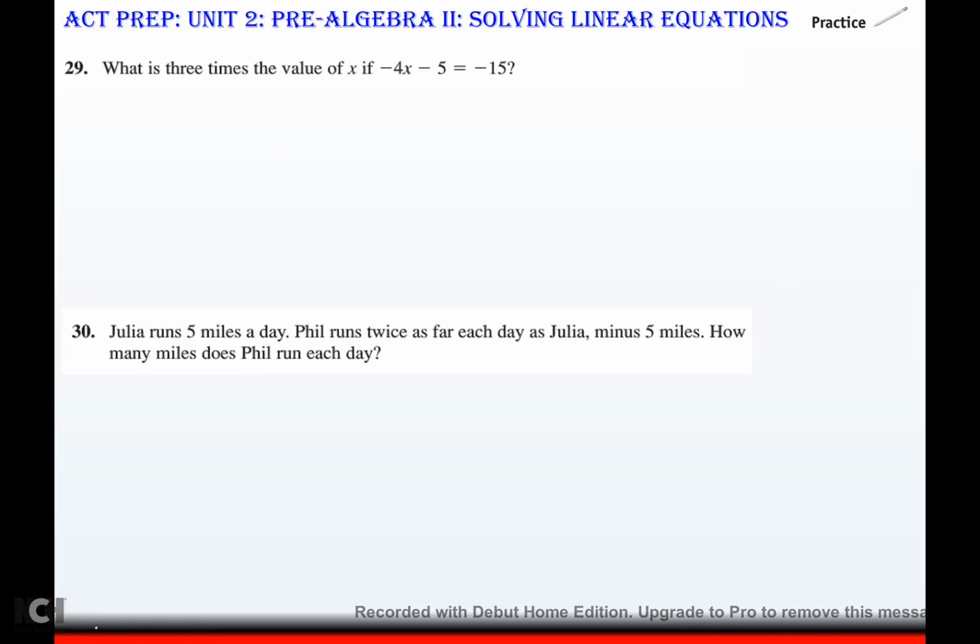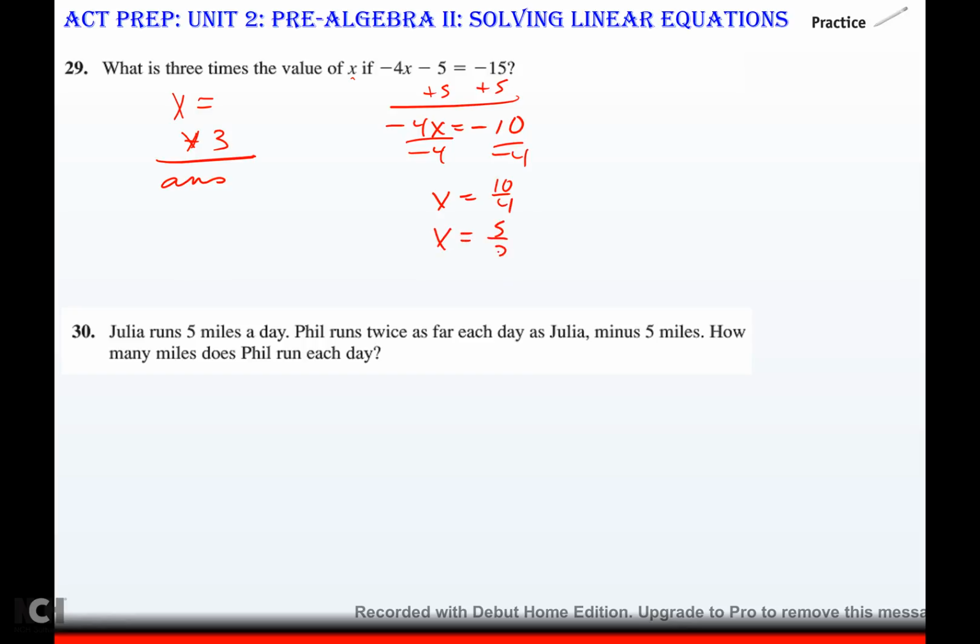29. What is 3 times the value of x if negative 4x minus 5 equals negative 15? Well, if I can figure out what x is, then all I have to do is multiply it by 3, and that will be my answer. So to figure out x, I'm going to solve this. So I'm going to add 5. Negative 4x equals negative 10. Divide by negative 4, and x equals 10 fourths, which reduces down to 5 halves, which is 2.5 as a decimal. Anyway, I'm going to leave it like this and say, well, if x is 2.5, then 3 times that.